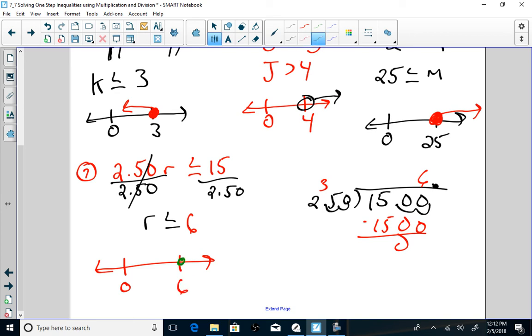It's a closed circle at 6 on the number line. Solutions are going to go to the left.